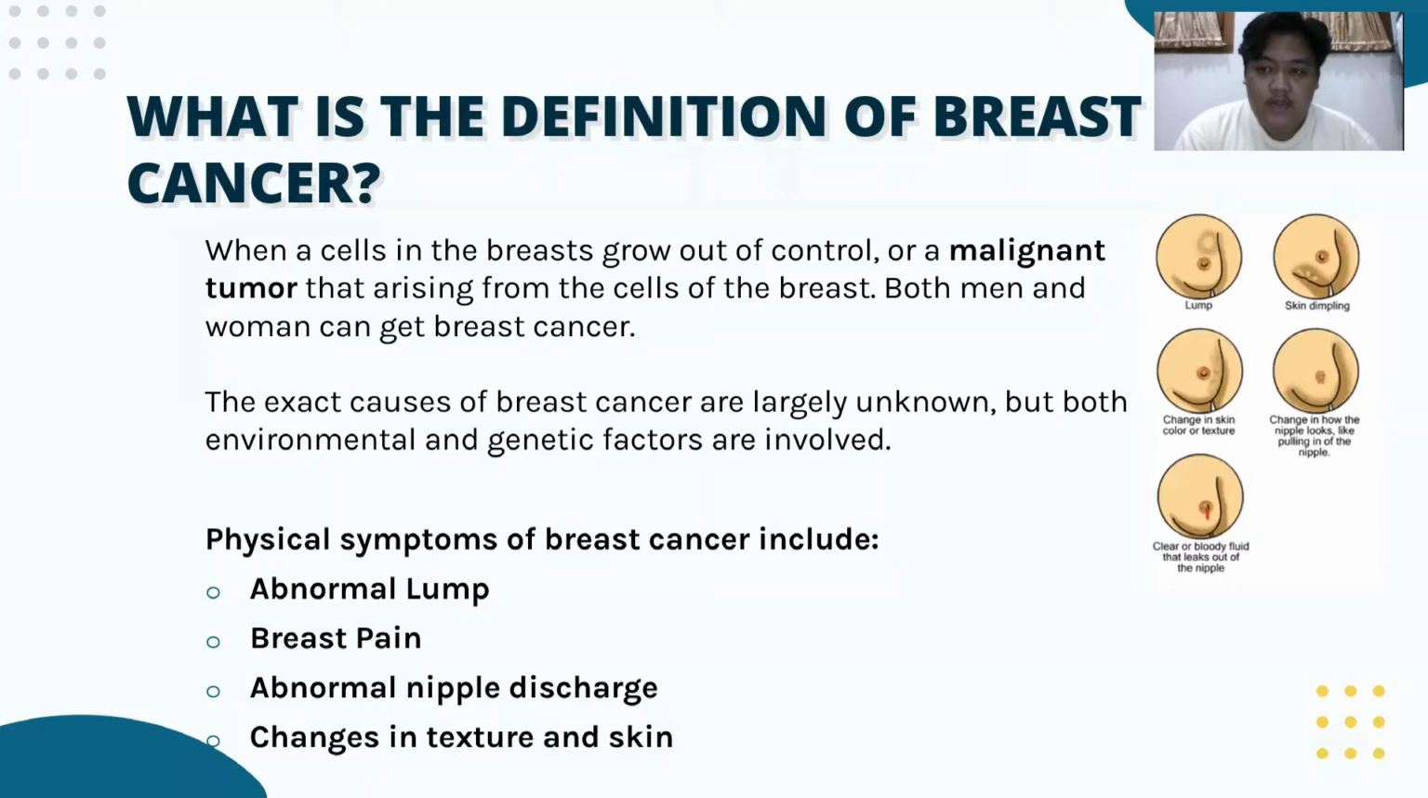The most common symptom of breast cancer is an abnormal lump or swelling in the breast, but lumps may also appear beside the breast or under the arm. Other symptoms may include unexplained breast pain, abnormal nipple discharge, changes in the breast texture, or changes in the skin on or around the breast.